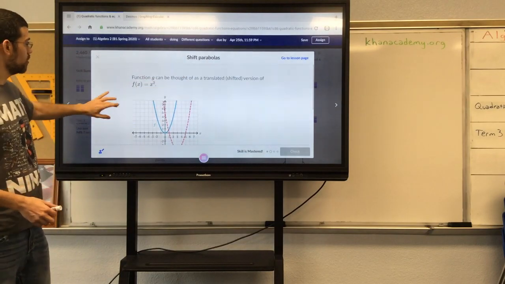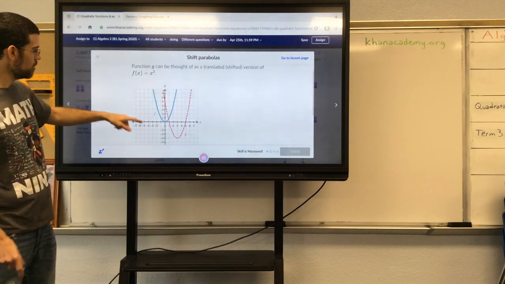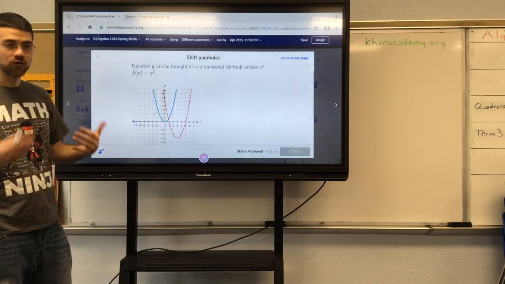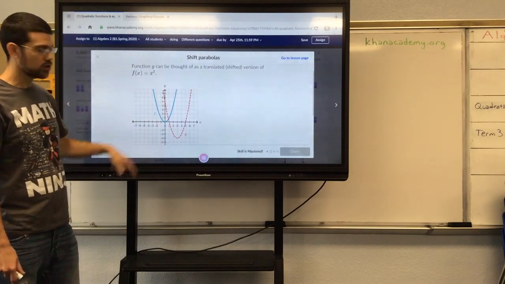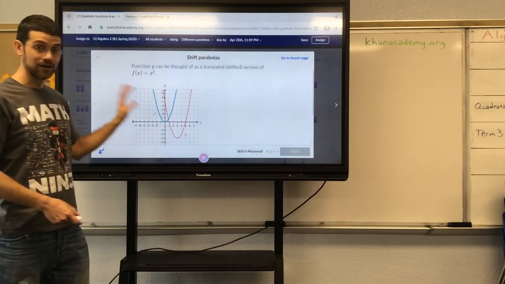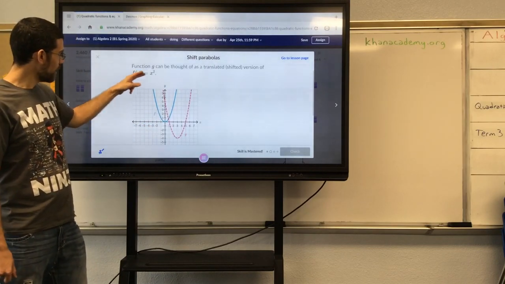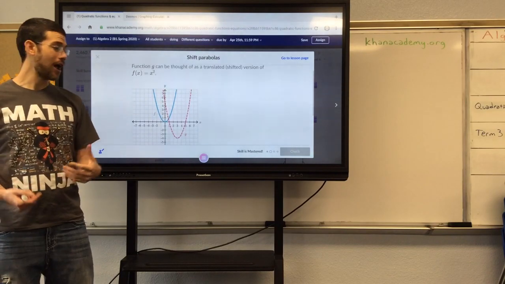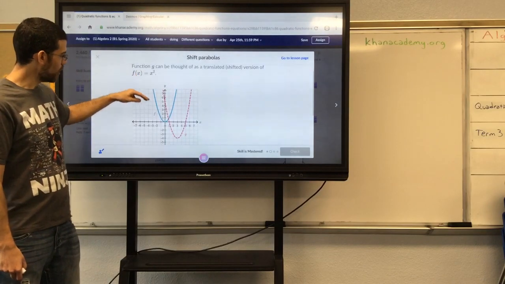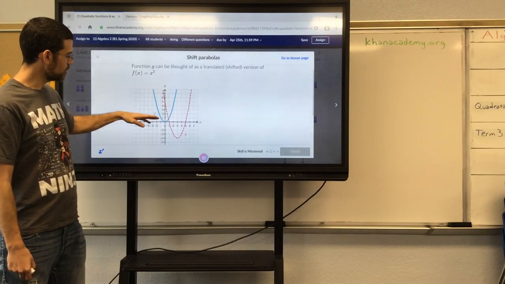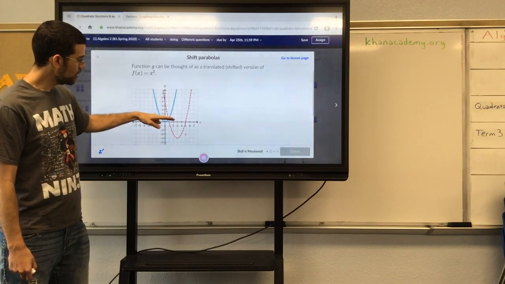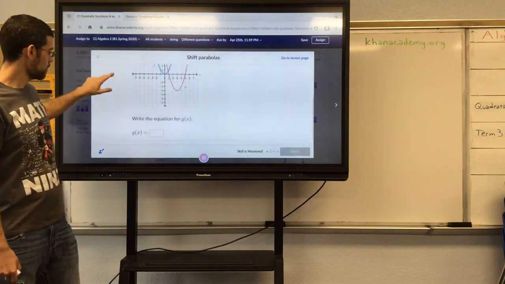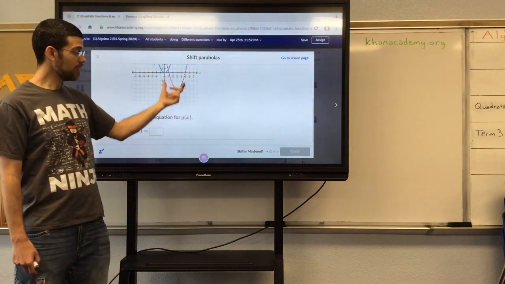So, this says function g, which is the pink dotted line, can be thought of as a translated or shifted version of function f, the blue solid parabola. That is true. So we've shifted f of x equals x squared, the parent function, the simplest version of a parabola. It has been shifted to the right by 3 units and down by 4 units. They're going to ask us to write an equation for the pink parabola.